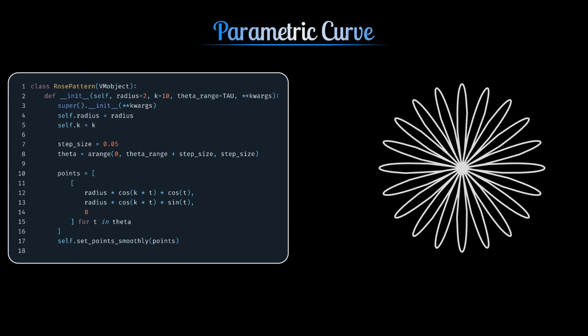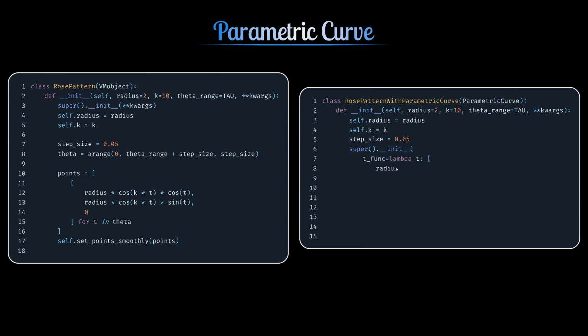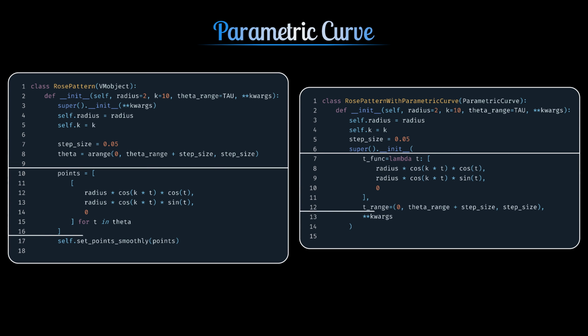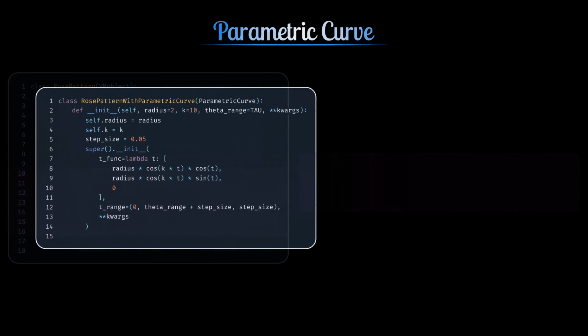This was the code to create the arrows pattern. And by using ParametricCurve as a parent class, it simplifies the code significantly. Basically, there are two main arguments in this class, the function and its range. If I compare both the blocks of the code, you can see that the highlighted lines in each block are exactly the same. Notice how effortlessly we can create the same effect with the help of ParametricCurve.